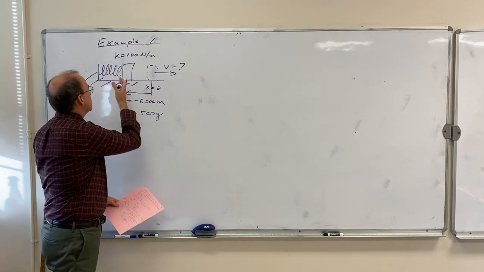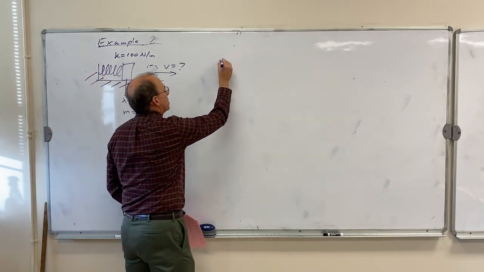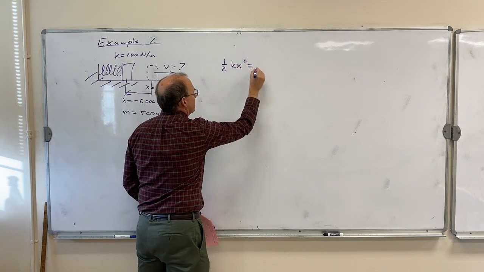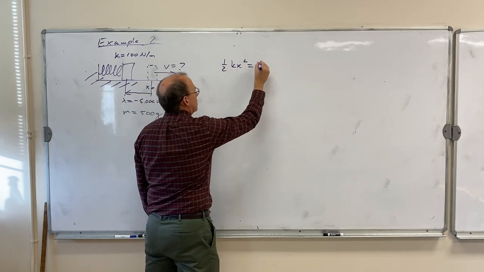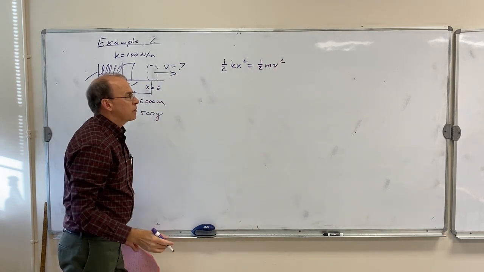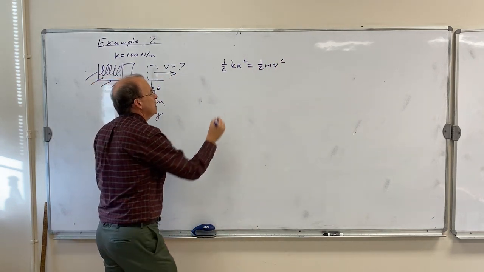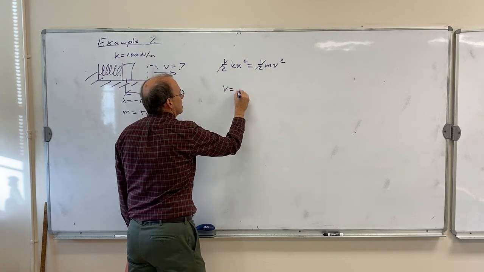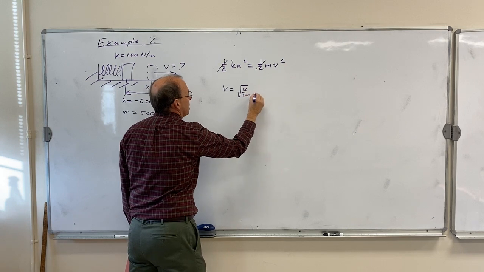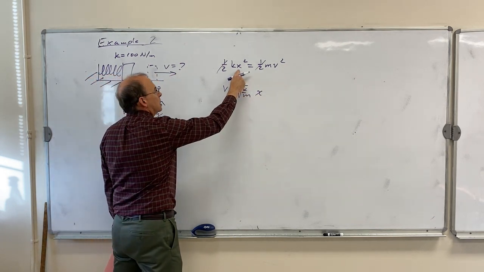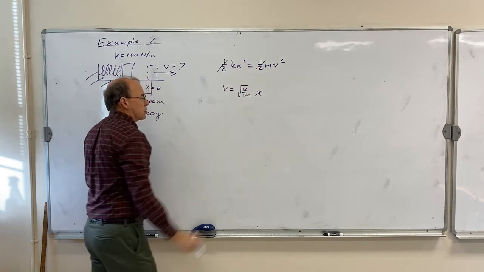I just take the initial energy. Now the initial energy is elastic energy, 1/2 kx squared. Set it equal to the final energy, 1/2 mv squared, and solve for what I don't know, in this case v. The halves cancel. v is then the square root of k over m times x. Notice the x is not in the square root because it's squared and you take the square root.